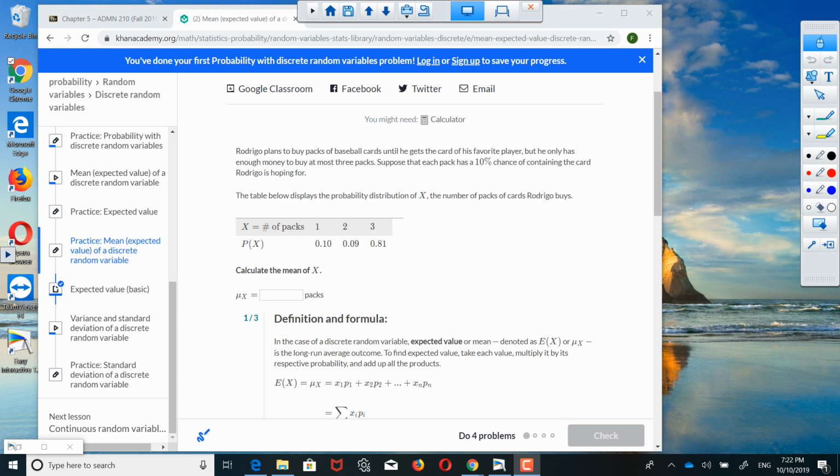Okay, so I assume that you already watched the video tutorial on the mean over a discrete random variable. Now let's take a look at this problem, the practice problem on the mean, the expected value of a discrete random variable. Since this problem is from the test bank, you may not see this exact problem.